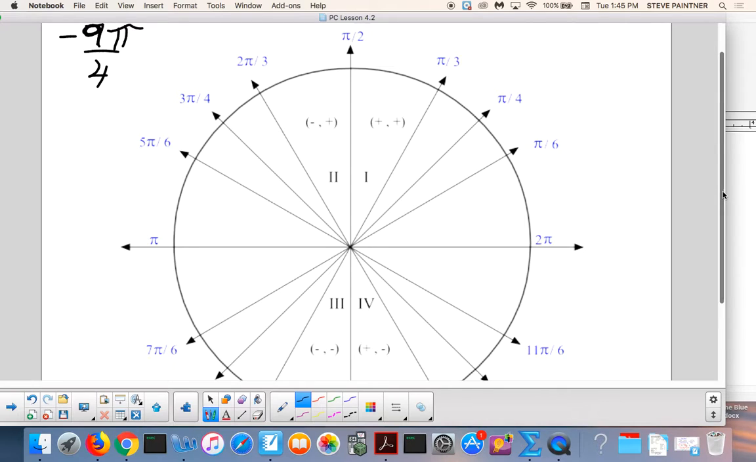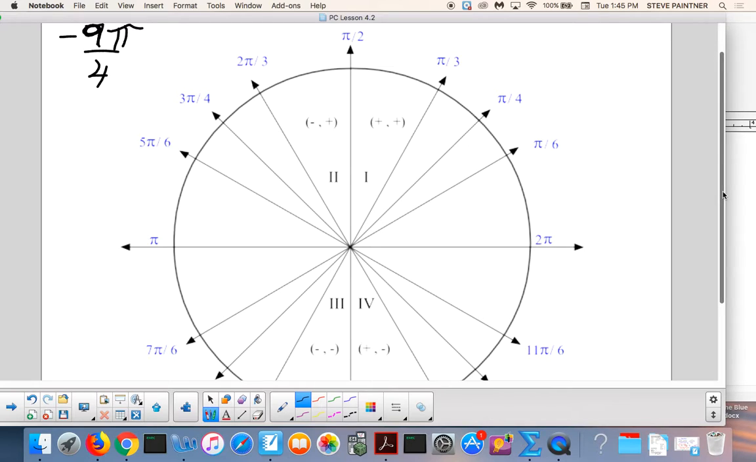I guess the one thing I want to know is what quadrant did you land in? Howard, which quadrant did you land in? 4. He landed in 4. Did you land in 4? In between? In between 3 and 4? That would be the y-axis.